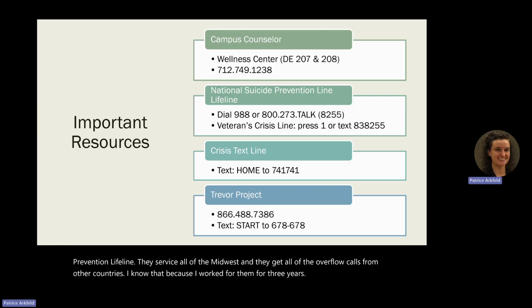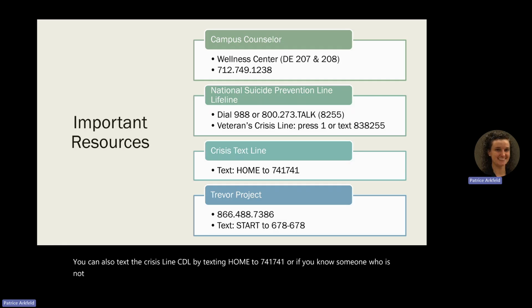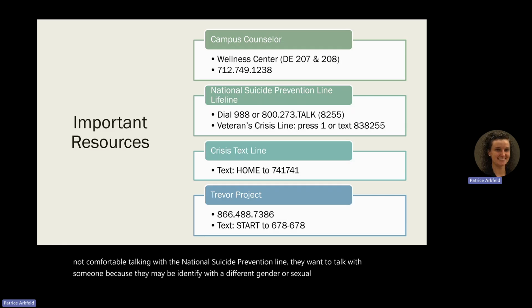You can also text the Crisis Text Line by texting HOME to 741-741. Or if you know someone who's not comfortable talking with the National Suicide Prevention Lifeline, who wants to talk with someone because they maybe identify with a different gender or sexual orientation and they want support in regards to that, the Trevor Project is an amazing resource. You can text and call.